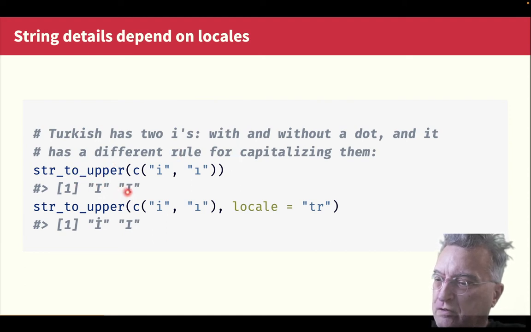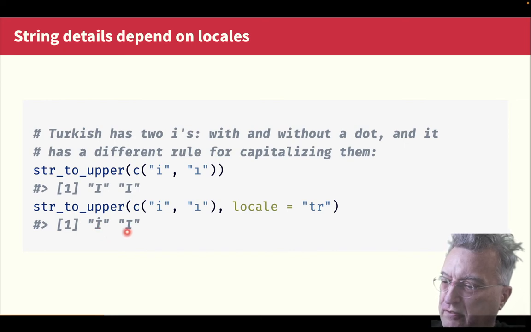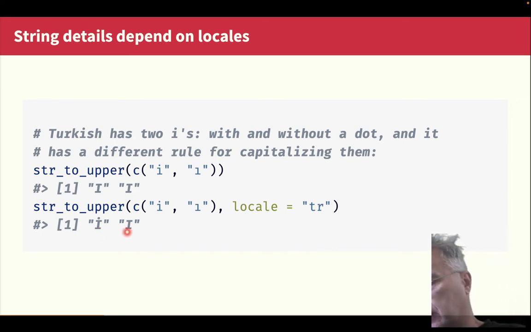So str_to_upper will just return I for the case of I and dotless I if I don't give the locale. In other words, the locale is implied to be my locale. So the locale implied here is EN_US. And the locale here is not implied, it is explicitly TR for Turkey. So consequently, the capital I with a dot gets a dot, and the dotless capital I gets a capital I without a dot.